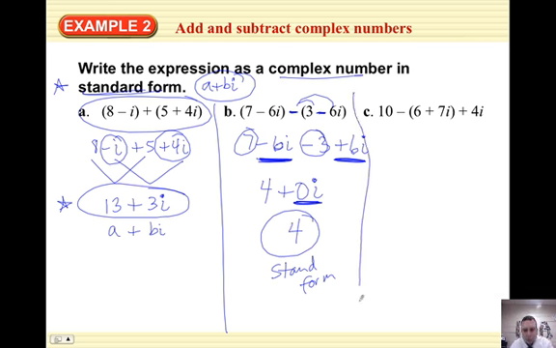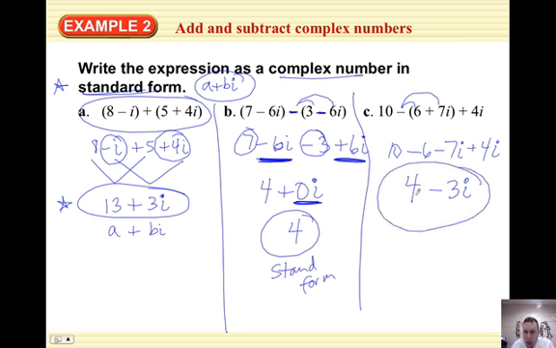And last one. This is a little more complicated, but still easy. 10 minus this thing plus 4i. What I'm going to do is distribute the minus. 10 minus 6, and then minus a positive 7i, so minus 7i. Still have plus 4i. Just put them all together. 10 minus 6, there's 4. And then -7 plus 4 is -3i. I always make sure, is it a plus bi? Yeah, it is. A and then bi. There we go. These are all in standard form.